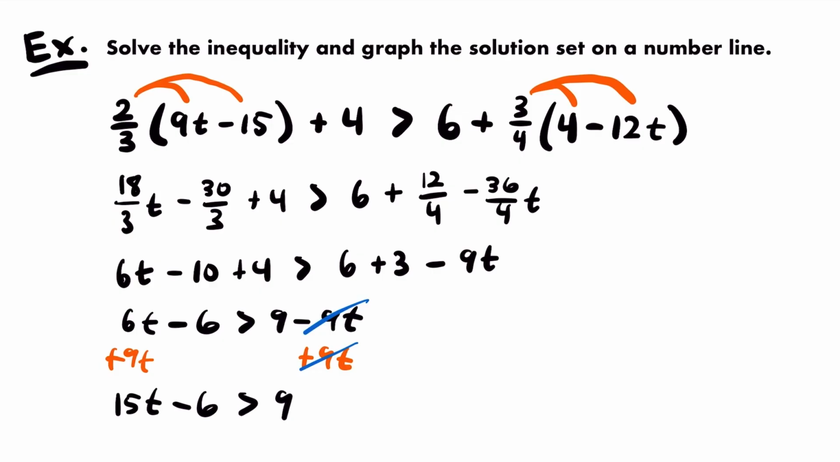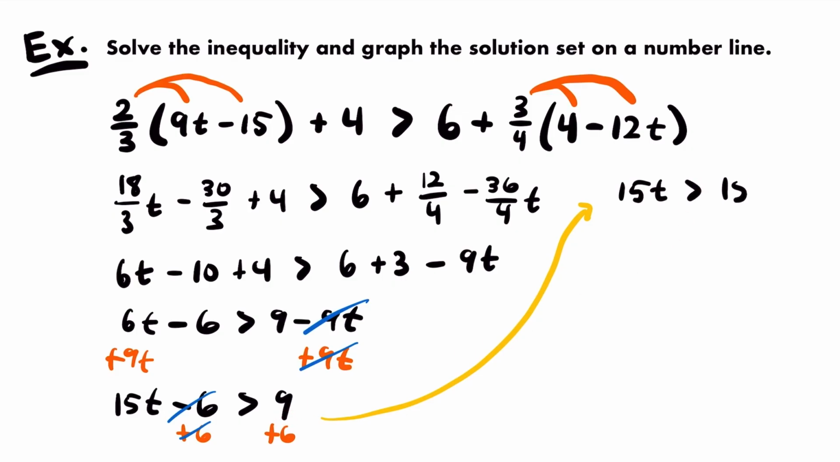Okay, and so we're getting closer to solving for t. We just have one variable term now, which is good, but we still want to get rid of this constant so that the variable term is by itself. So let's add the opposite of negative 6 to both sides of the inequality, which means we want to add 6 to both sides. And so continuing my work over here, negative 6 and positive 6 will cancel each other out, so we'll just be left with 15t is greater than 9 plus 6, which is 15.